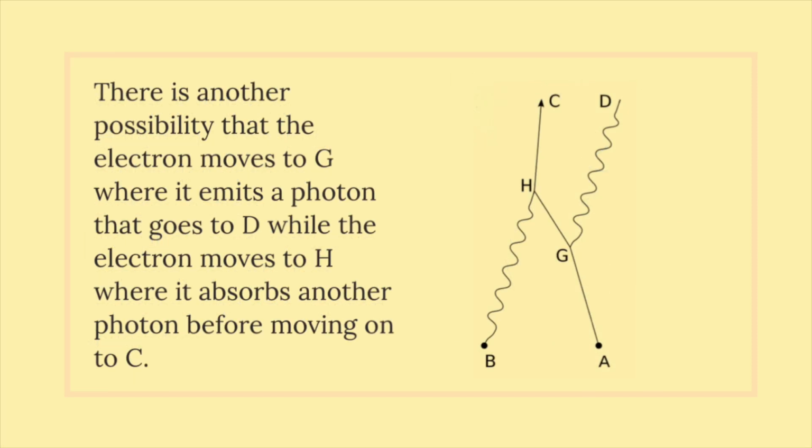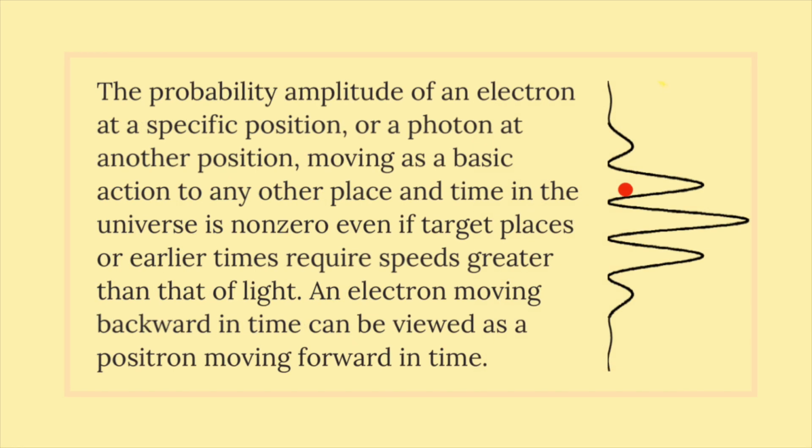There is another possibility that the electron moves to G, where it emits a photon that goes to D, while the electron moves to H, where it absorbs another photon before moving on to C. The probability amplitude of an electron at a specific position, or a photon at another position, moving as a basic action to any other place in time in the universe is non-zero, even if target places or earlier times require speeds greater than that of light. An electron moving backward in time can be viewed as a positron moving forward in time.